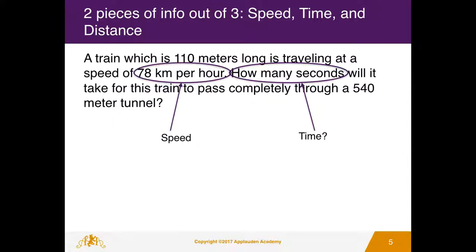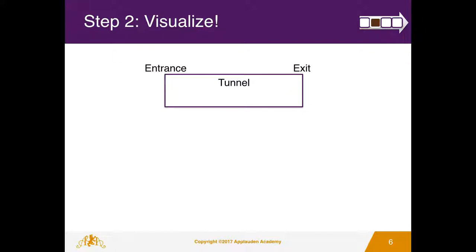Speed is 78 kilometers per hour. It is hard to understand what the distance is. In order to understand the distance, we need to visualize the problem. Let's take a look. First, draw a tunnel. Now let's draw the exact moment in which the front of the train enters into the tunnel. Then draw the moment in which the rear of the train completely exits the tunnel.